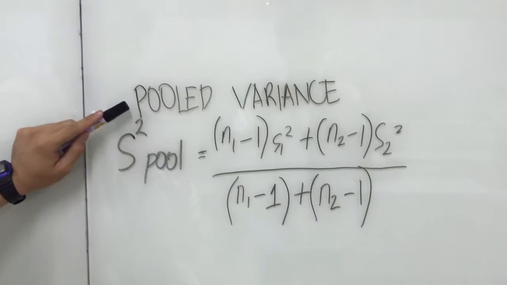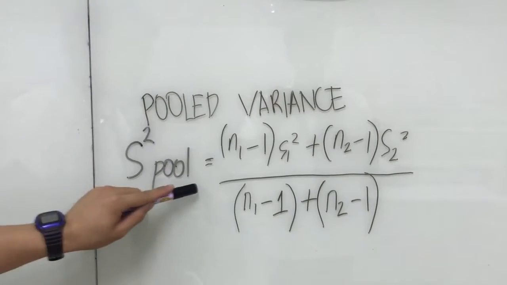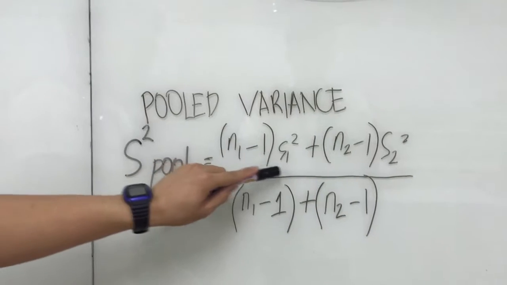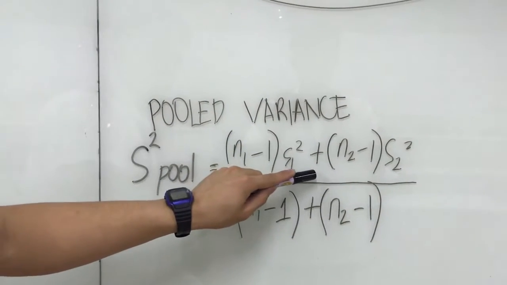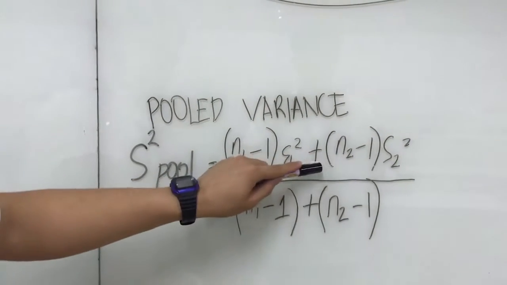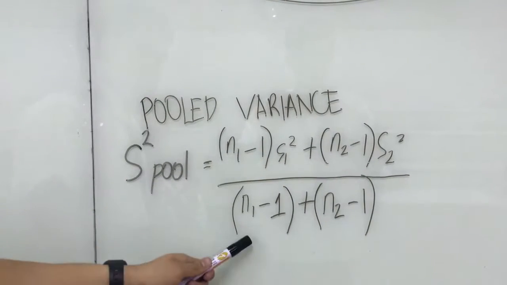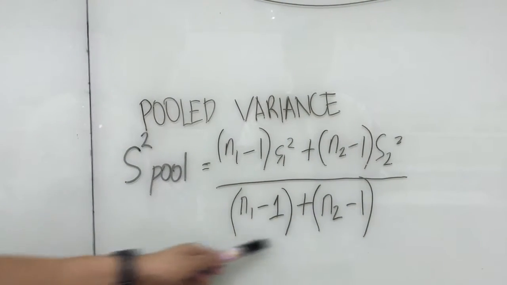Now to compute the pooled variance, s squared pooled, decrease the number of respondents by 1 and multiply it by the estimated population variance for the first condition, then add it to set 2, which has the same formula as set 1, and then divide by the number of respondents decreased by 1 of set 1 and 2, and get their total.